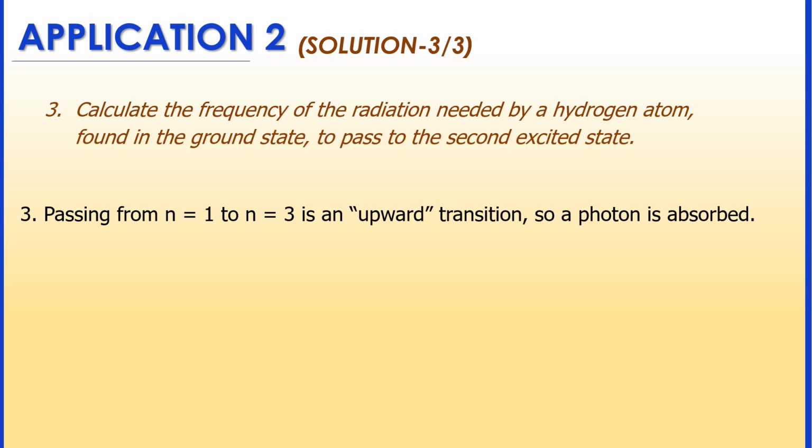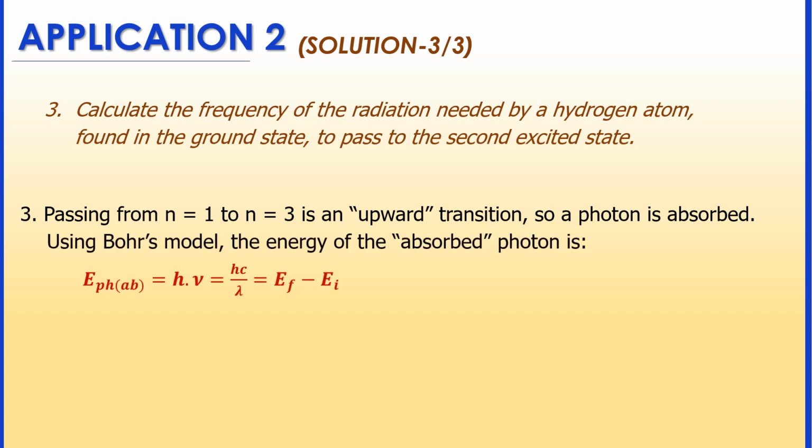Section 3. Calculate the energy of the radiation needed by hydrogen found in ground state to pass to the second excited state. So we are in the ground state to move to the second state. Now that is an upward transition. It is good if you draw a figure showing dotted at the lower level and a solid electron on the higher level. But in fact, bottom line is that this is an upward transition. So moving from 1 to 3 is an upward transition. Now why n equals 3? Because it's the second excited.